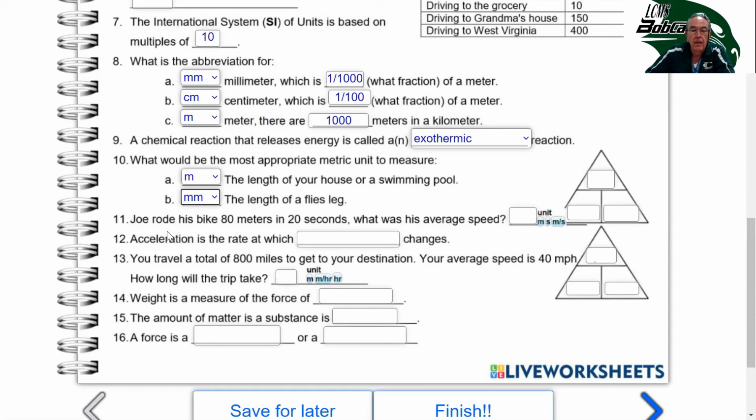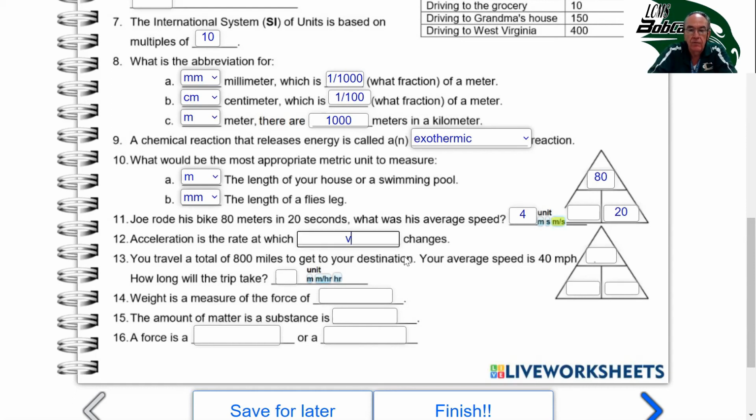Joe rode his bike 80 meters in 20 seconds. What was his average speed? Well, the triangle is distance divided by time equals speed. So his distance is 80 divided by the time of 20 seconds. 80 divided by 20 is 4, because the zeros cancel, and it's 8 divided by 2. And the unit is meters per second.